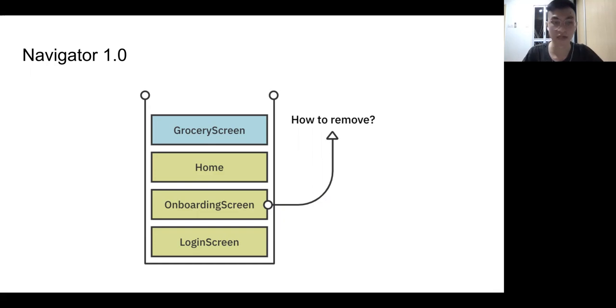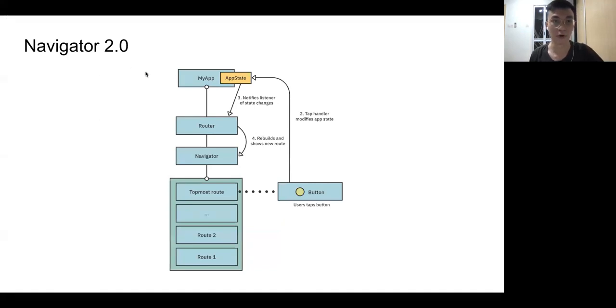This may confuse your teammate, because if this is just one route, then maybe it's fine. But what if this happens in many situations? Then all of this logic may be messed up, and your teammate may feel very confused. So here we come to Navigator 2.0.